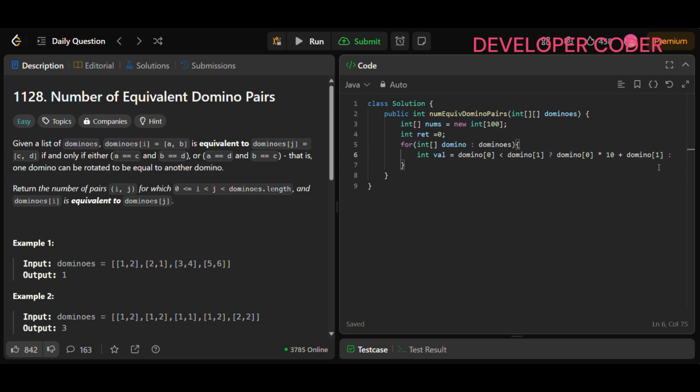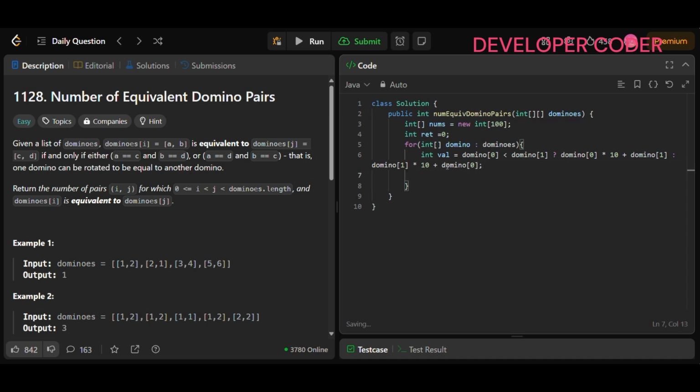If not, then what you need to do? Then the opposite of this. So you have to take domino of 1 first, multiply it with 10 and then add domino of 0. Okay, so in this way you are going to get the value, right? So after getting the value, now you have to update the return. Return is nothing but return plus, now here you have to check the frequency of this particular value, so nums of val.